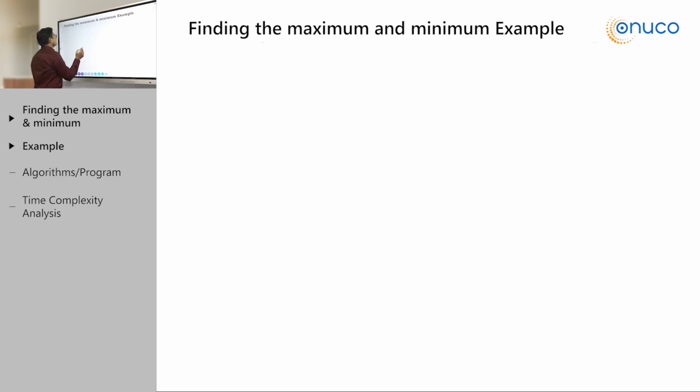So what will happen here, friends? Say we have taken the example 10, 5, 20, 3, 8, 2. How many elements do we have? 1, 2, 3, 4, 5, 6. So n is equal to 6. And the indices are 0, 1, 2, 3, 4, 5.